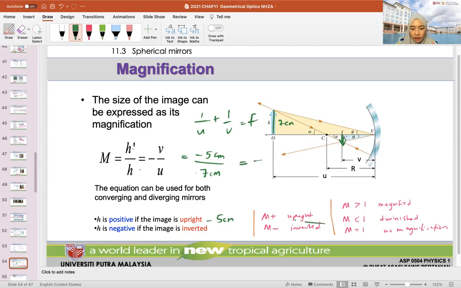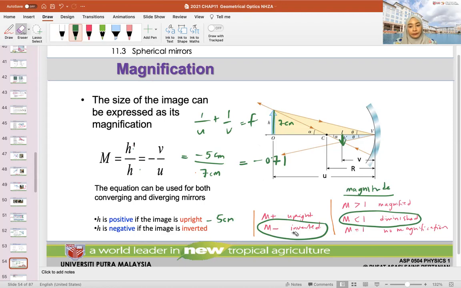So negative value tells me that the image is inverted, and something that is less than 1 tells me that the image is smaller. So what is this? 5/7? Wrong calculator. 5/7, 0.71. I get minus 0.71. This value tells me that my object is inverted because it is negative. But because the magnitude is less than 1, magnitude only, then I know it is diminished, smaller than the object.